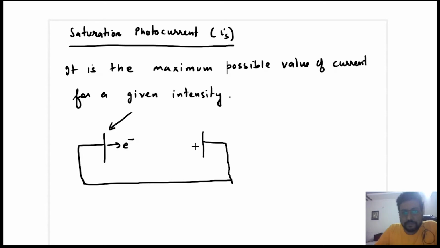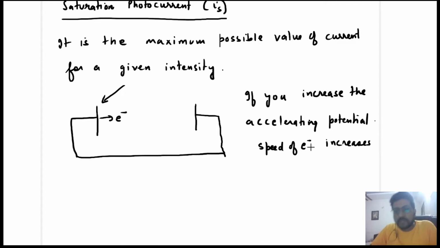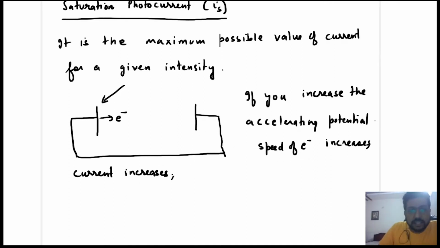Now listen carefully. You know that when you increase the accelerating potential, the speed of electrons increases. If the speed of electrons increases, that means the rate of flow of electrons increases, and rate of flow of charge is nothing but current. So you will say current increases. So if you increase the accelerating potential, the speed of electrons increases, that is, the current increases.